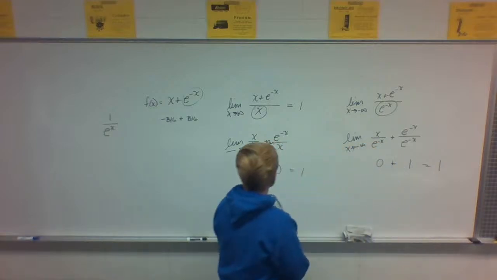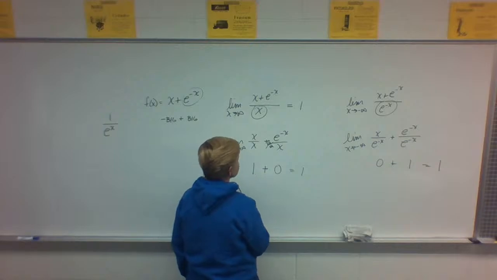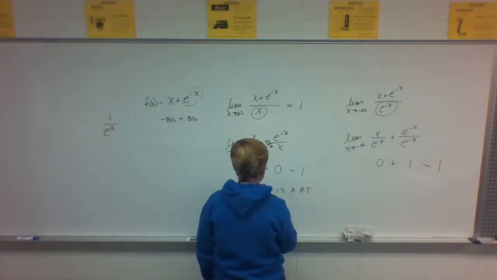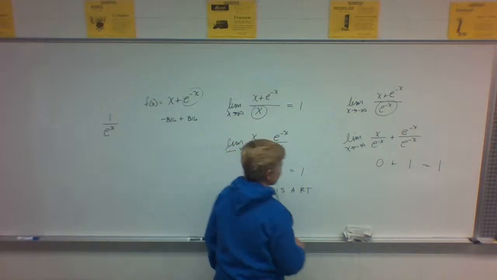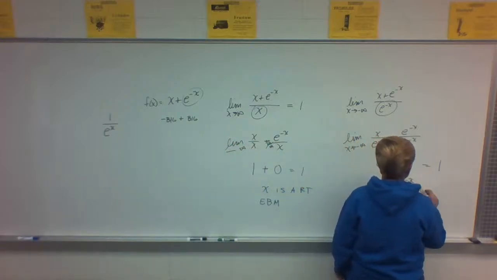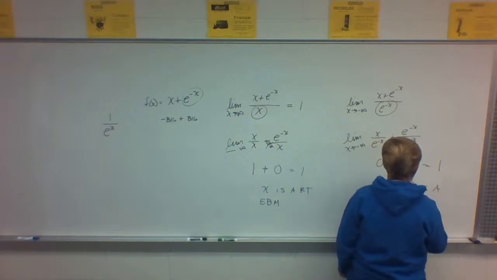And I guess we really ought to, if we're going to use that definition, say, once we got this, therefore, x is a right end behavior model. And we say here, therefore, e to the negative x is a left end behavior model.